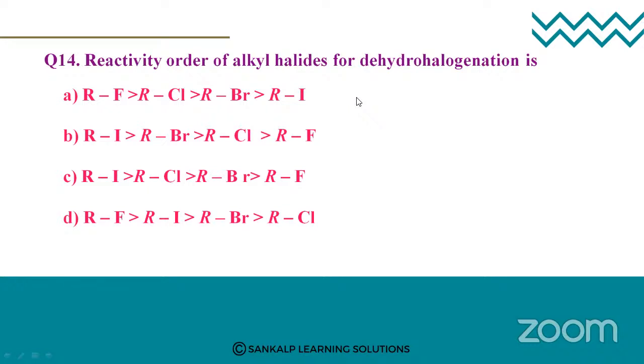The order of reactivity of alkyl halides for dehydrohalogenation is RI is greater than RBr, is greater than RCl, is greater than RF. The reactivity order will be smallest for fluorine and largest for iodine. So B is the answer.